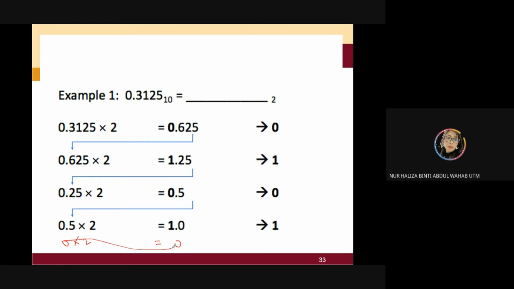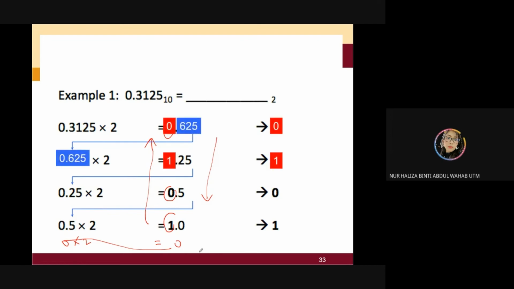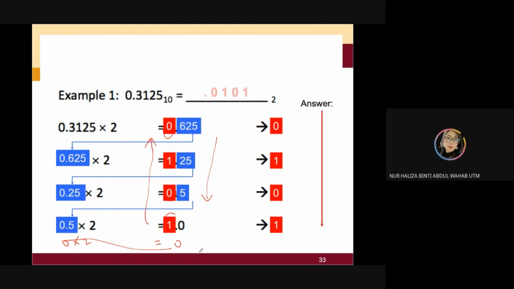And where is your answer? Your answer is this part. So this is the answer for your fraction. Is it from here to here or from up to down? So this is also another different method. You're going to see your answer will be from up to down, which is vice versa from your successive division.